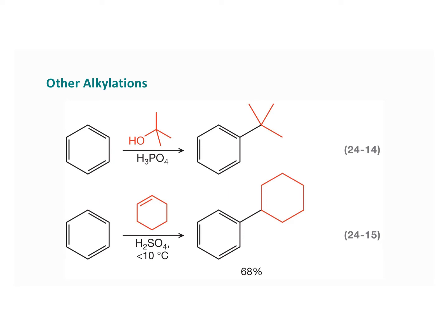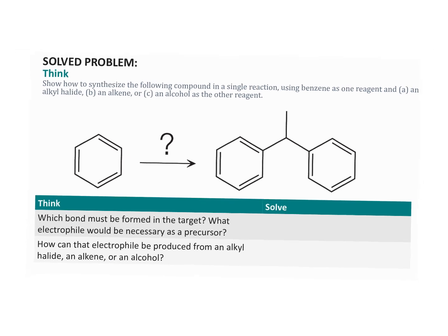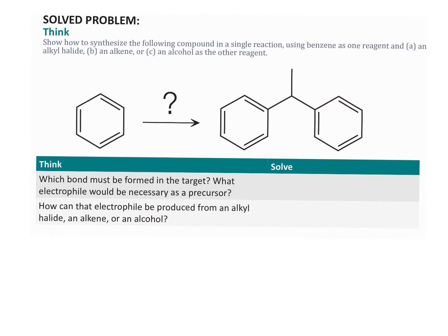Cyclohexylbenzene, which is shown here, has long been studied as an overcharge protection agent for lithium-ion batteries, and it helps extend the life of those batteries. So there's a reason that we want to synthesize this. So let's look at a problem. This problem says, show how to synthesize the following compound in a single reaction using benzene as one reagent and an alkyl halide, an alkene or an alcohol as the other reagent.